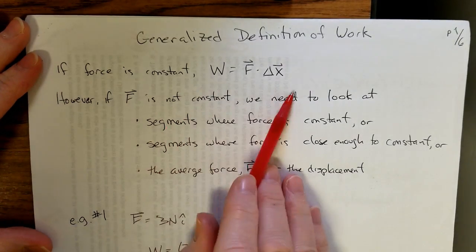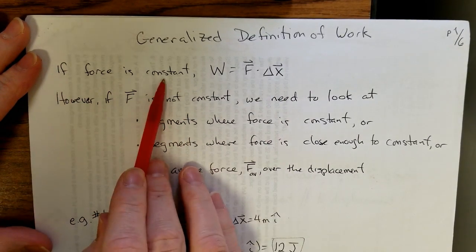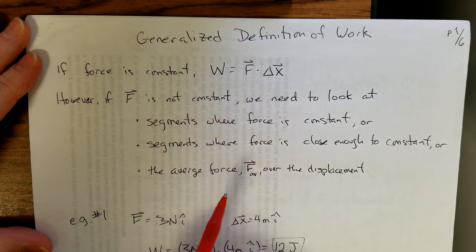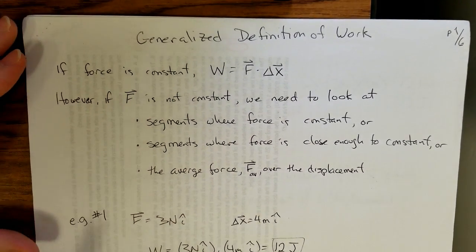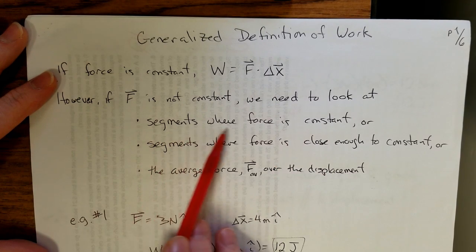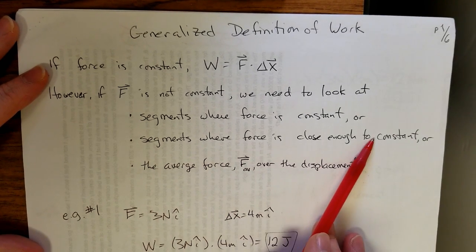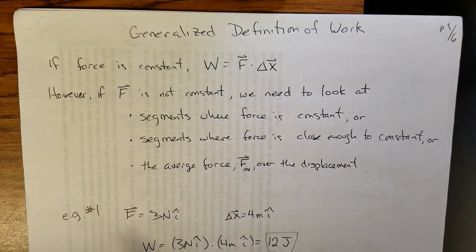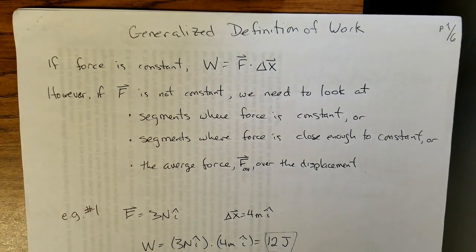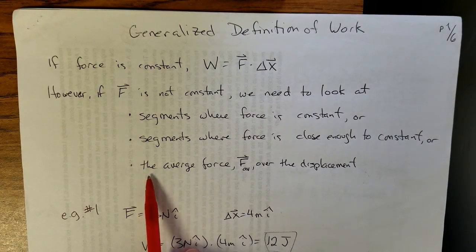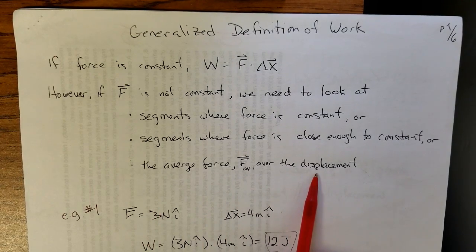Take a look at the generalized definition of work. Now, if force is constant, we have work is equal to force times displacement. If force is not constant, however, there are a couple ways that we can approach this. We can look at the segments where the force is constant, or we can look at the segments where the force is close enough to constant, which in theory would be an object that's falling, close enough to constant force, as in free fall I'm talking about. Or we can look at the average force over displacement.